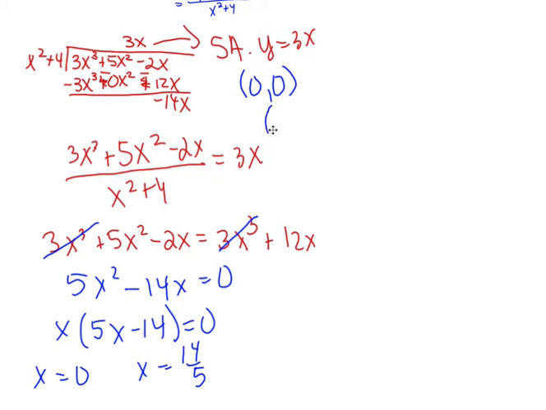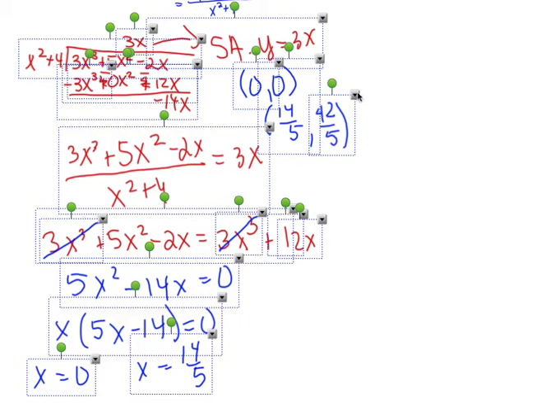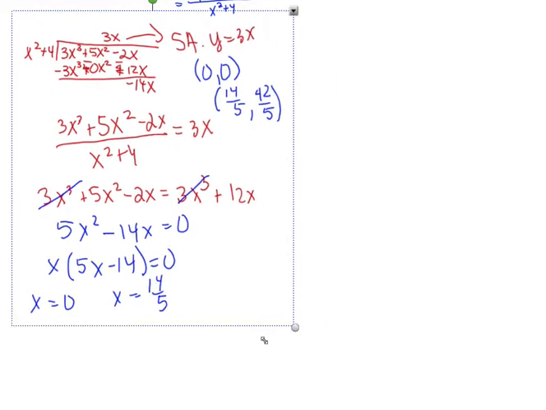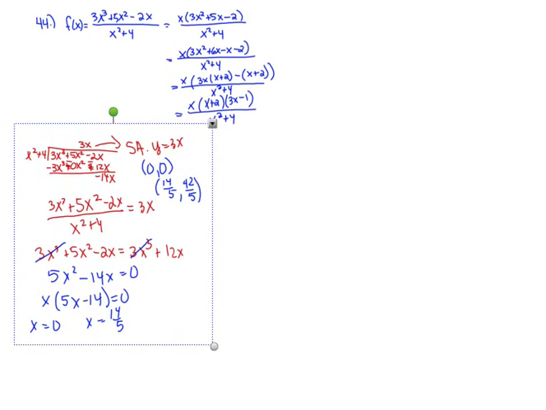And I'm also going to cross it at 14 fifths, comma, and I have to multiply by 3. Let's see, that is 3 times 14, 42 over 5. So we have the slant asymptote, I have 2 places it crosses, and now I'm going to make this all a little bit smaller so I can have things fit on the same page. Okay, so now let's go back up to the top.